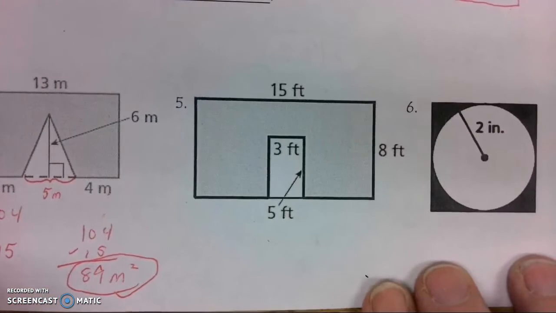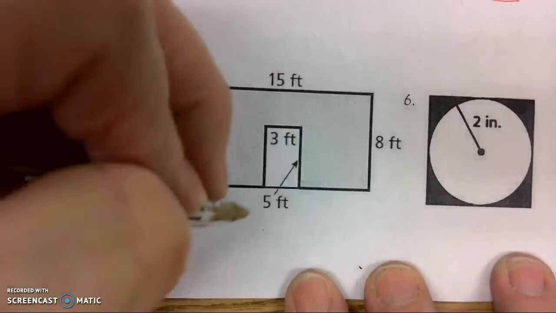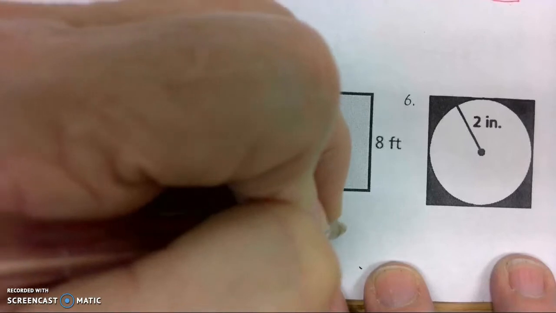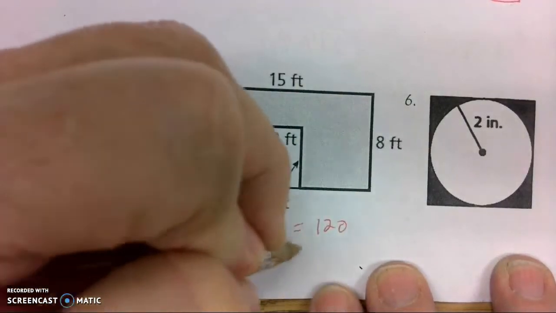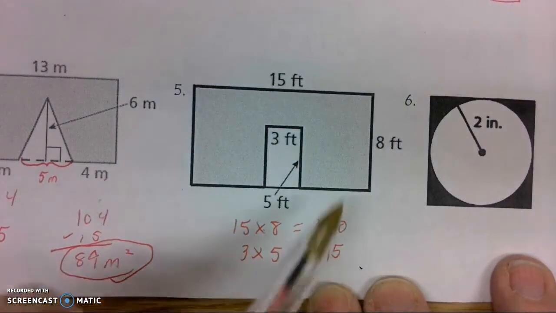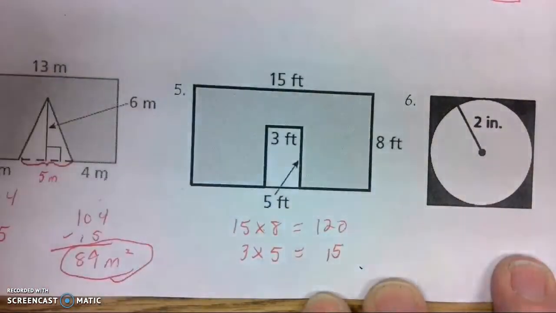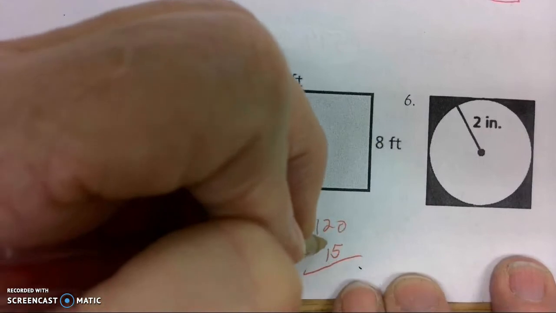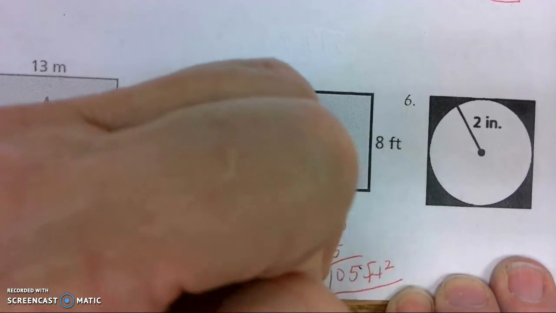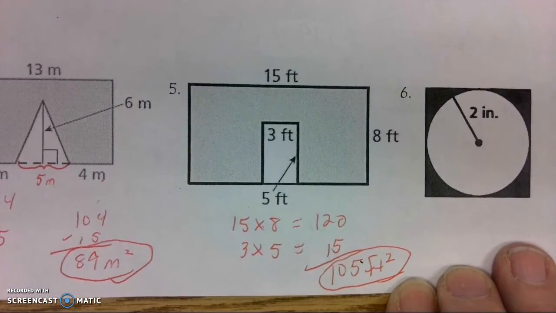Instead of adding it together, we're subtracting. Okay, number 5. Number 5, I have 2 rectangles. And this one's pretty straightforward. So my larger rectangle is 15 times 8. That will give me 120. My smaller rectangle is 3 times 5, and that will give me 15. And to find this shaded region then, I'm going to simply subtract. And when I subtract 120 and 15, I get 105, and again, feet squared. Okay, so I found the larger, took out the smaller.